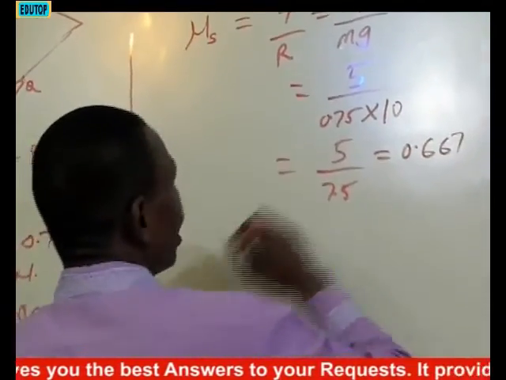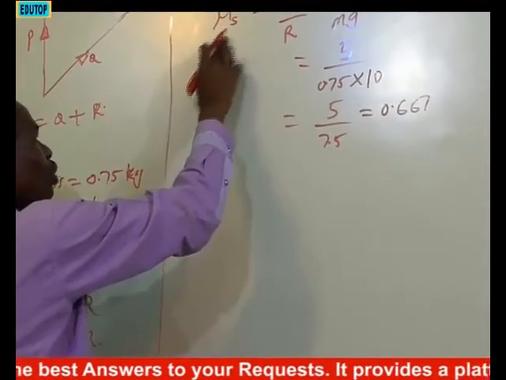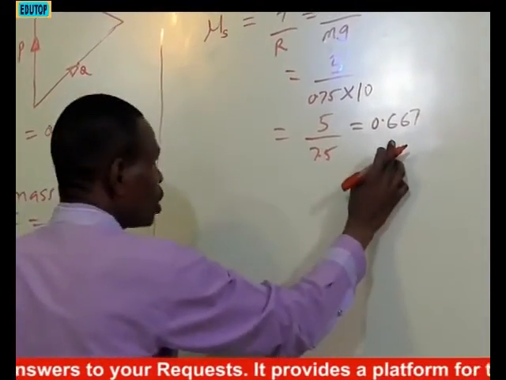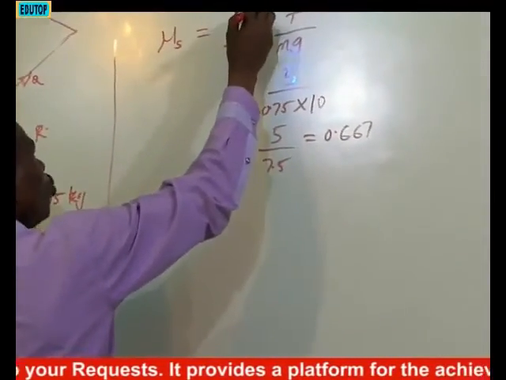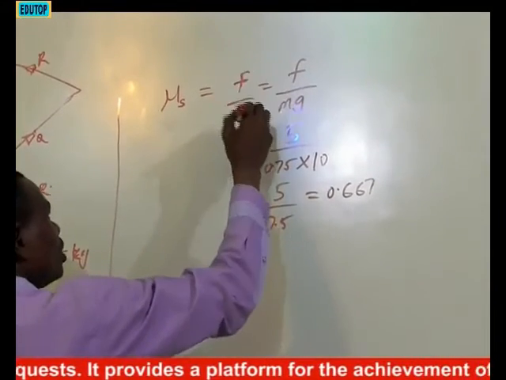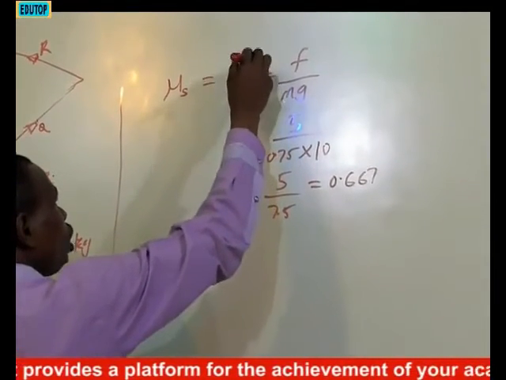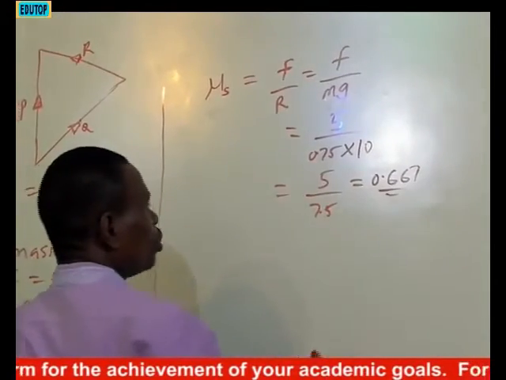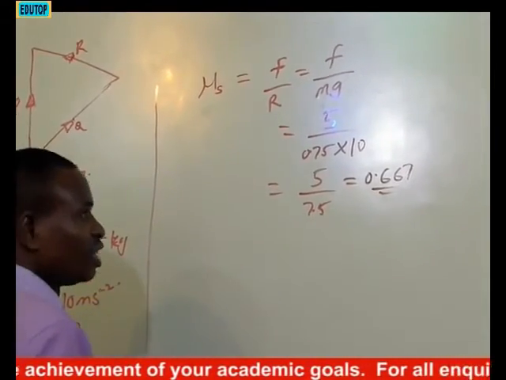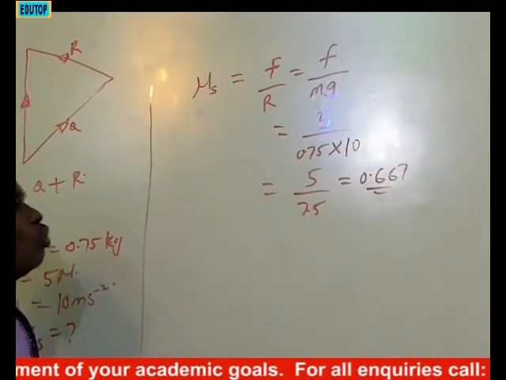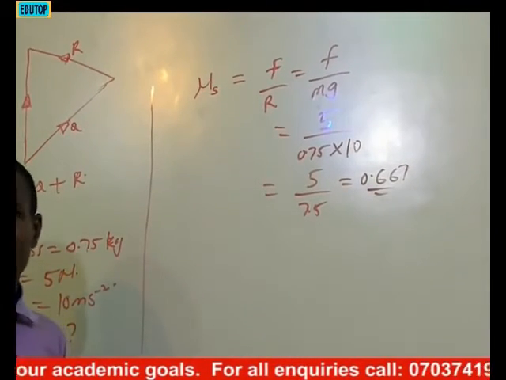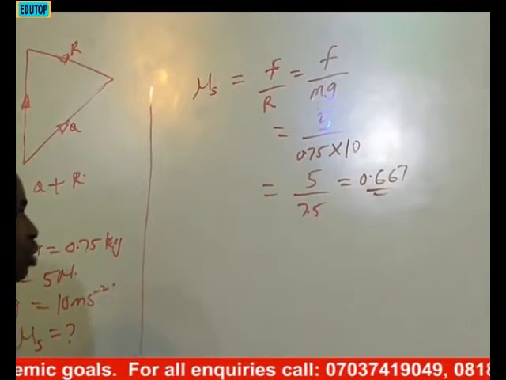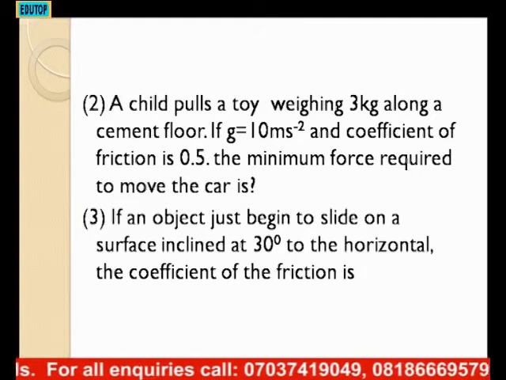0.667. And you know that coefficient of friction has no unit. Why? Because what we have on top is a force, and the bottom also is a force, measured in Newton. Newton cancels Newton, so it has to be 0.667 as the coefficient of static friction.